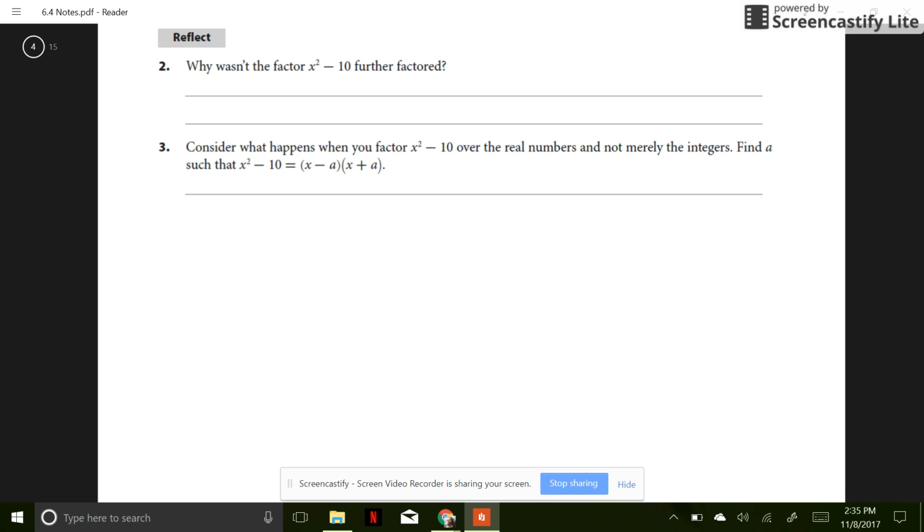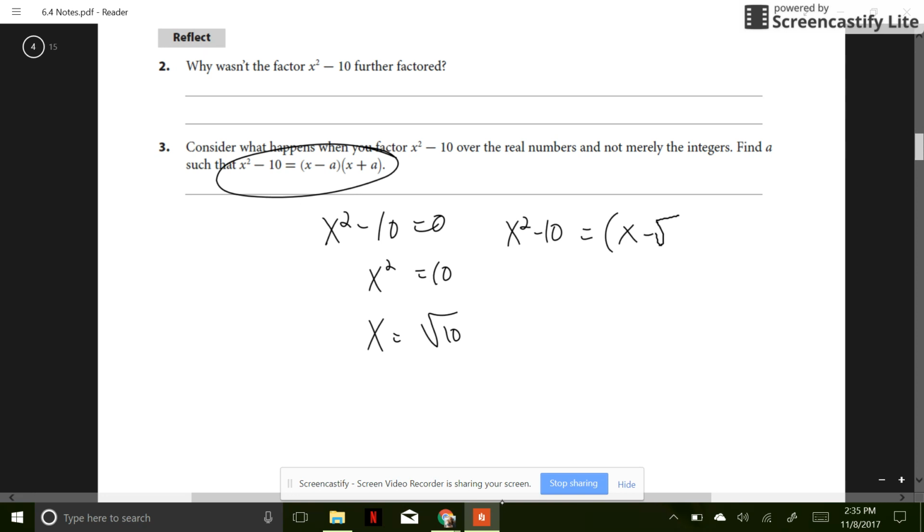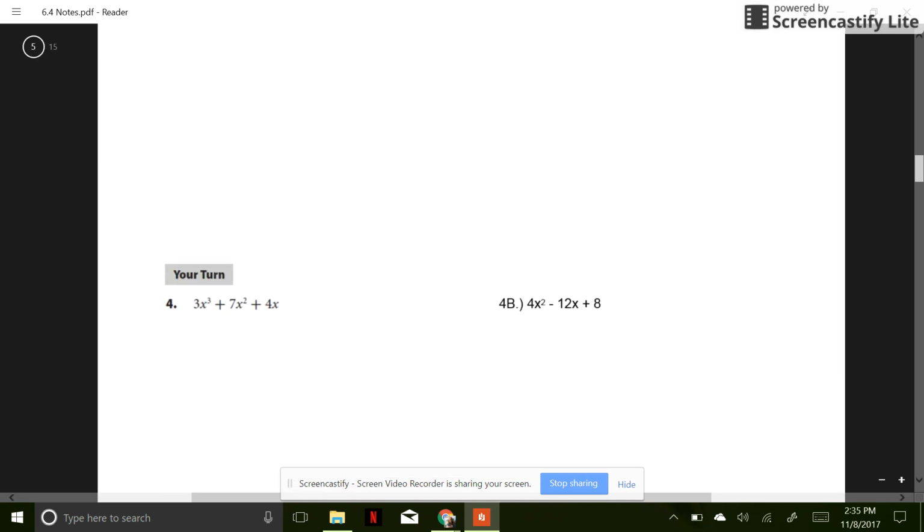So we want to think about, why couldn't we factor the x squared minus 10? There's nothing that goes into it nice and evenly. If we actually wanted to find out what that is, if we set x squared minus 10 equal to 0, which means that x squared equals 10, if we take the square root, our solutions would be x equals plus or minus square root 10. So if we wanted to factor that x squared minus 10, it should factor to become x minus root 10 and x plus root 10, based on the rule here about the difference of squares. So mostly it's just going to be practicing a lot of these.